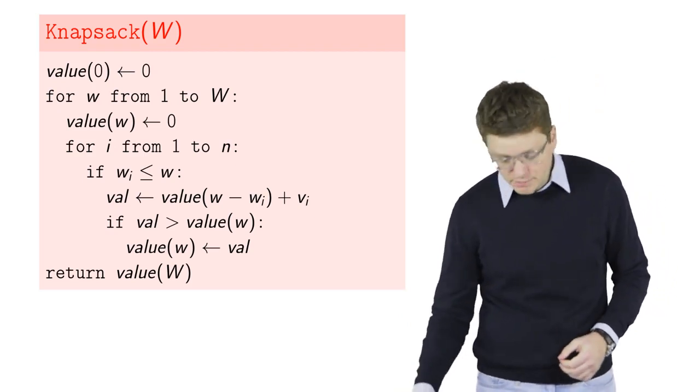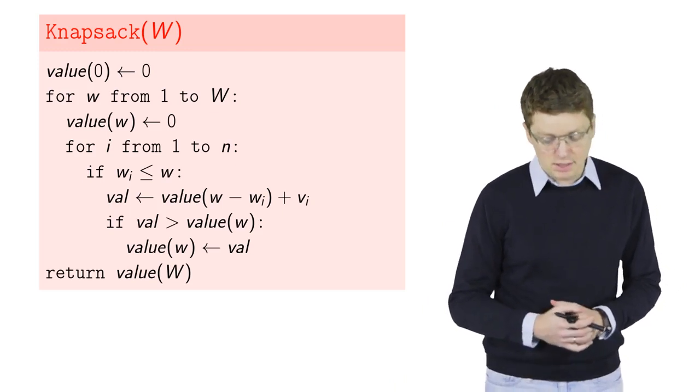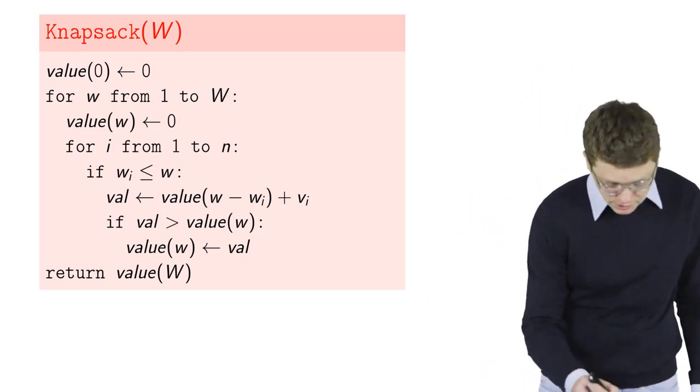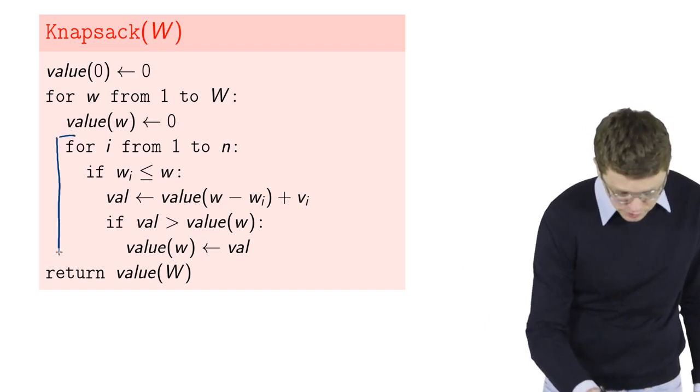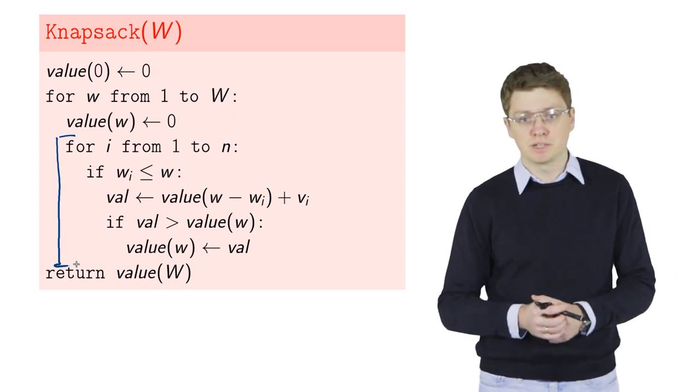So this algorithm is clearly correct because it just implements our recurrent formula, right? So in particular, this loop just computes the maximum from the previous slide.